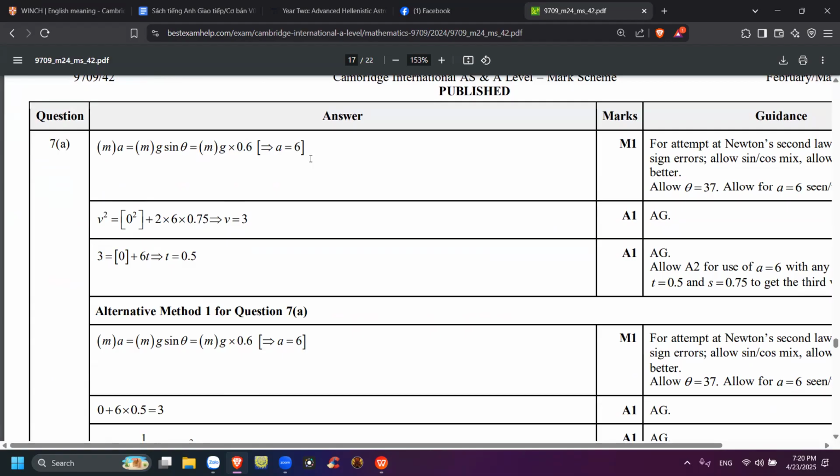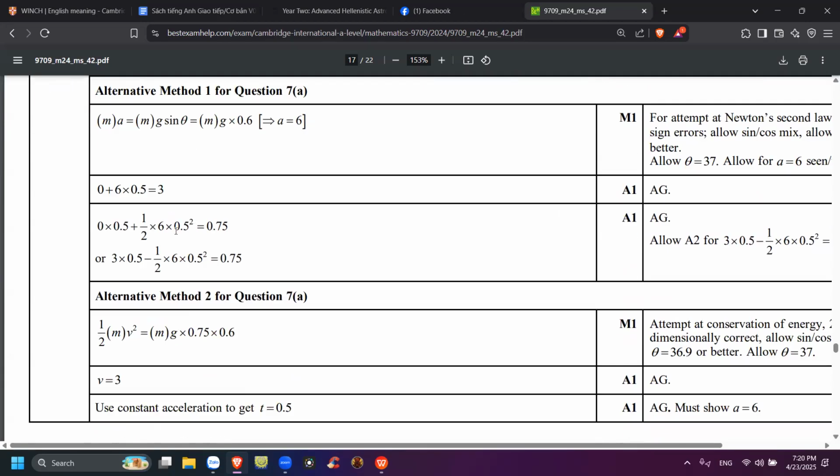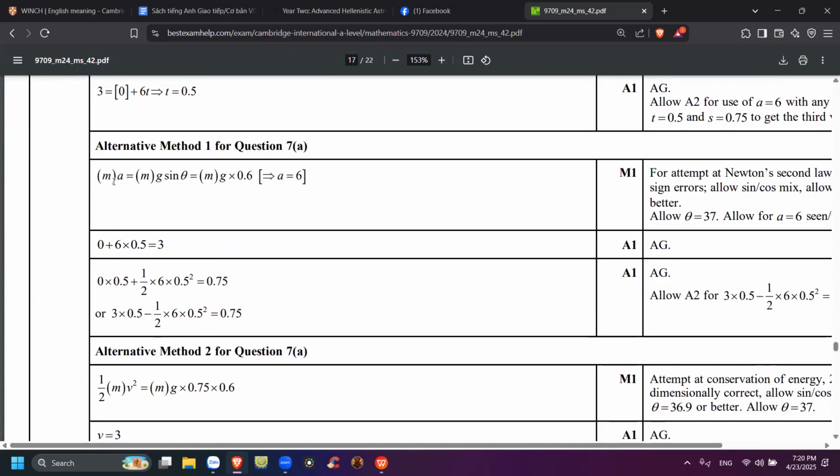Then you use V squared equals U squared plus 2AS here. So you get v equal to 3. This is one way. And then use v equals u plus at. So t equals half a second. This is one way, and this is an alternative method for question 7a here.